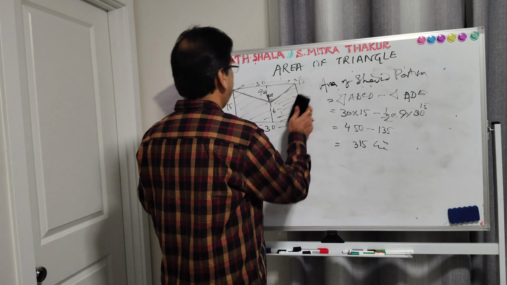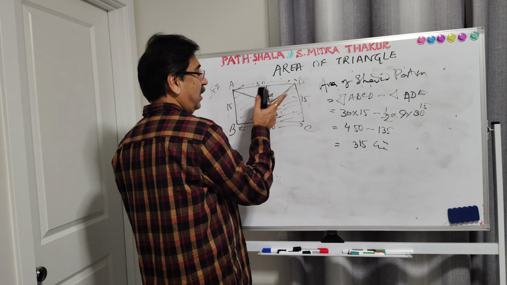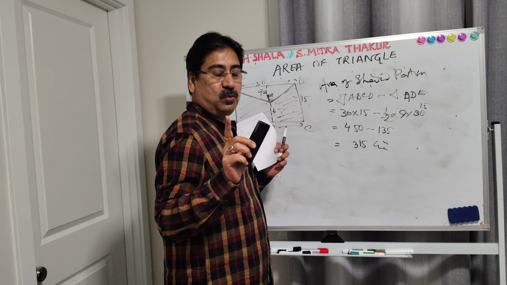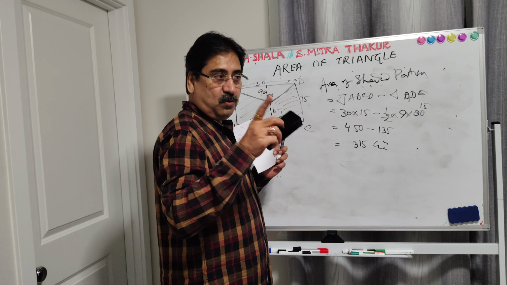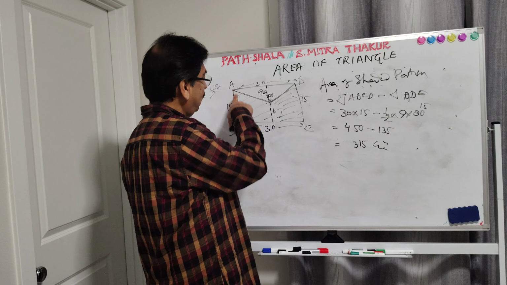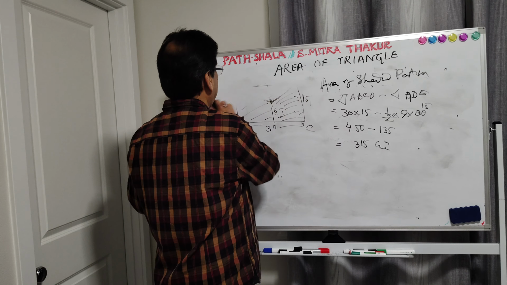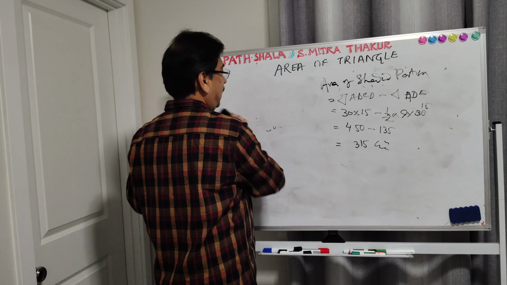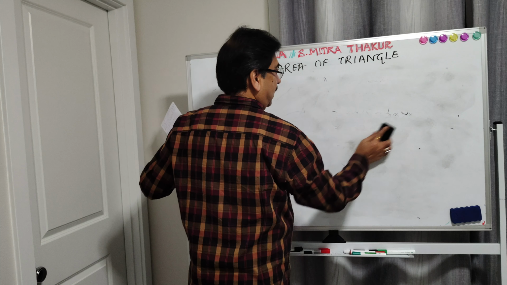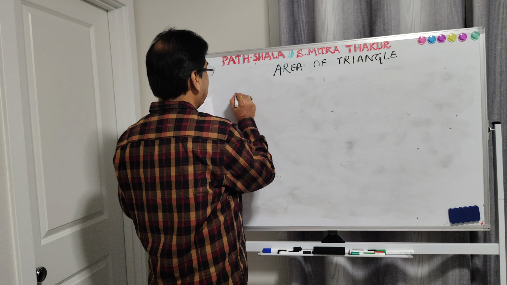In the beginning, I showed that it can be calculated directly from the shaded portion, and in this manner, the shaded portion is calculated from the total area minus the unshaded area. Again, I am showing another example of how to calculate the shaded area.